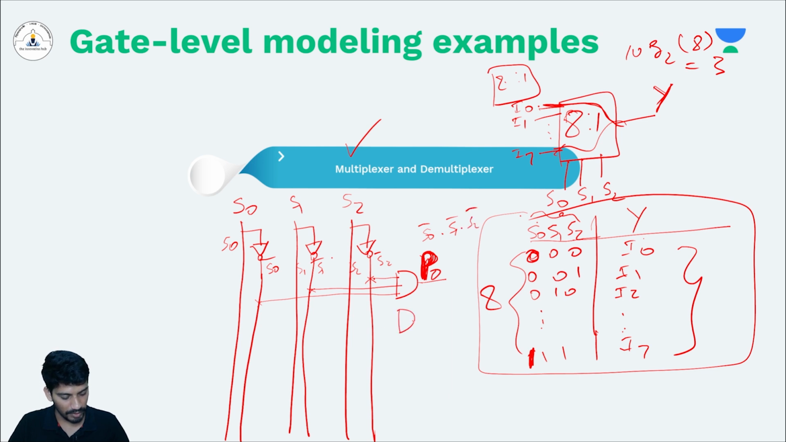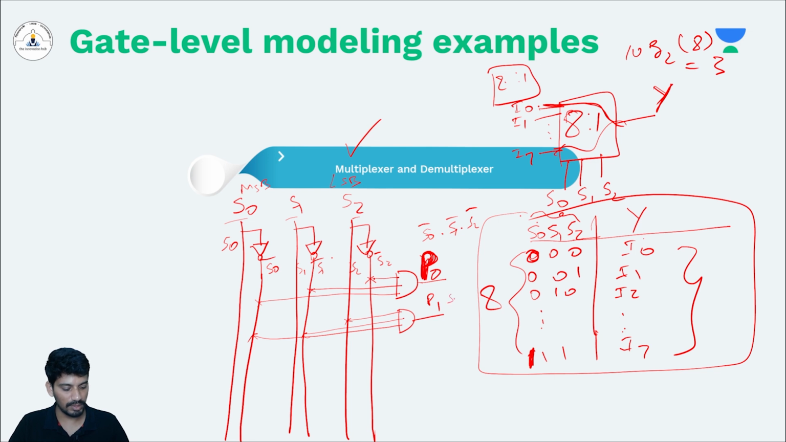Similarly, P1 will be 0. Let's take S0 as the MSB, and this is my LSB. Then this will be 0, this is also 0, and this should be 1. So connect it to 1, 0, then 0.